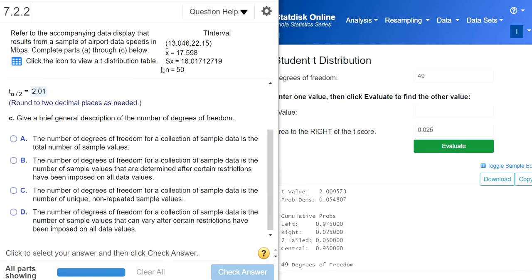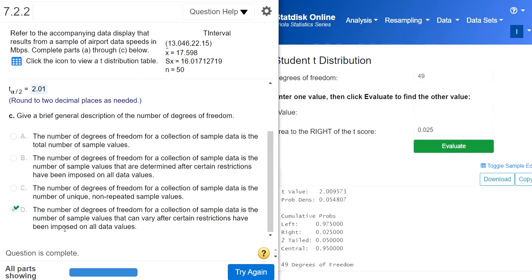Oh no, they just give us a t. Yeah, we don't know what the 50 numbers are, so we don't know how many are non-repeating. Whether the numbers repeat or not is not the issue. So the big difference between B and D here is that B says the number of samples that are determined after certain restrictions have been imposed on all data values. The samples we gather are randomly selected, right? So we're not picking certain people for our sample.